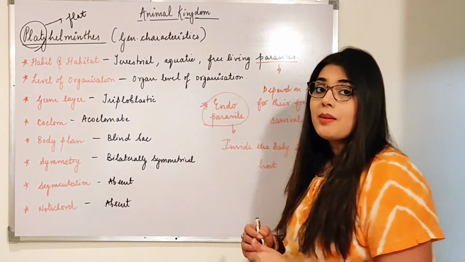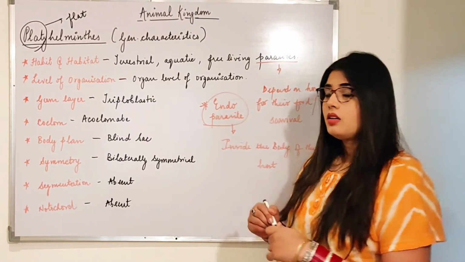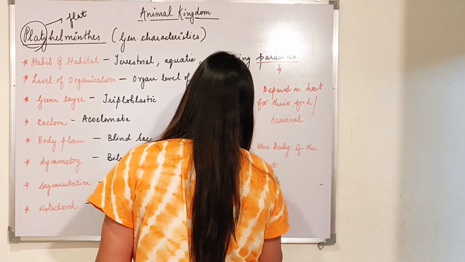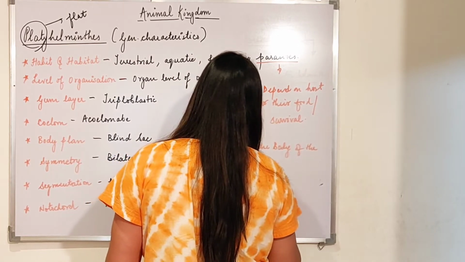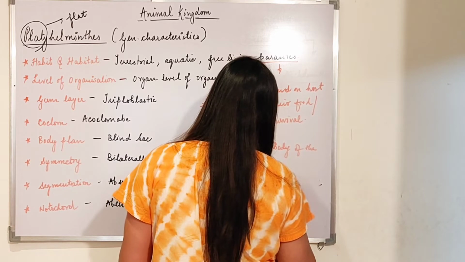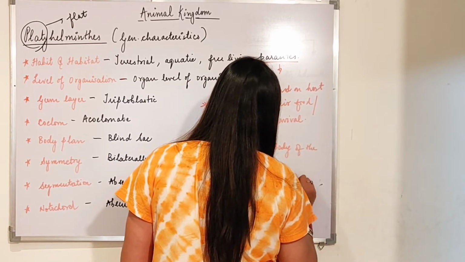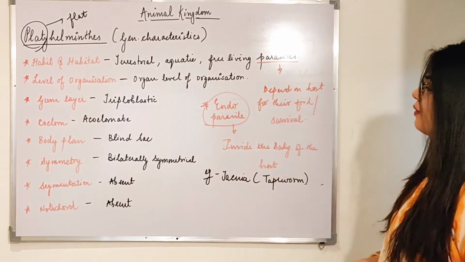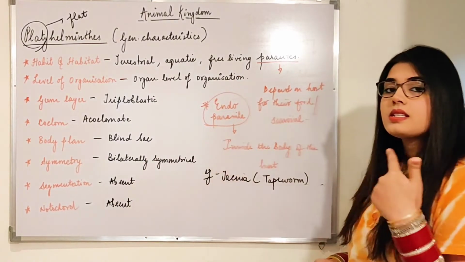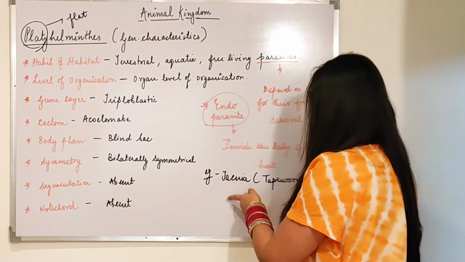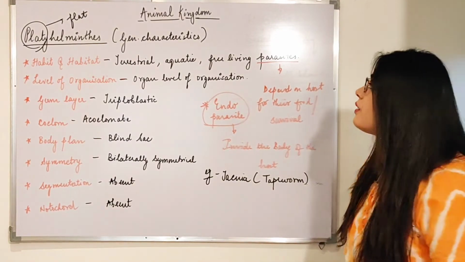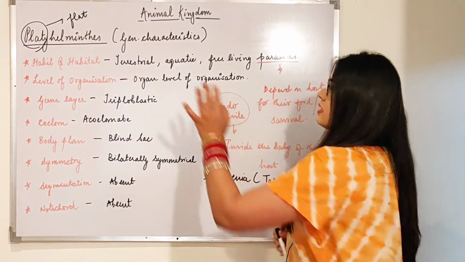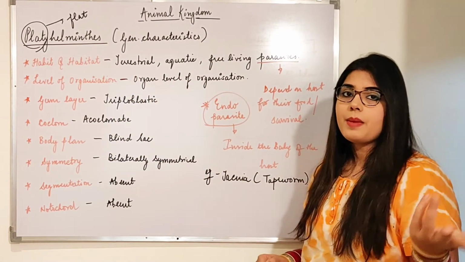Example, a well-known example which is present in your body, beta: Taenia, also called tapeworm. Okay, so Taenia is an example of an endoparasite which is present inside the body of the host. It's also called tapeworm, right? So beta, habit and habitat clear? What is it? Terrestrial, aquatic, free living and parasites.